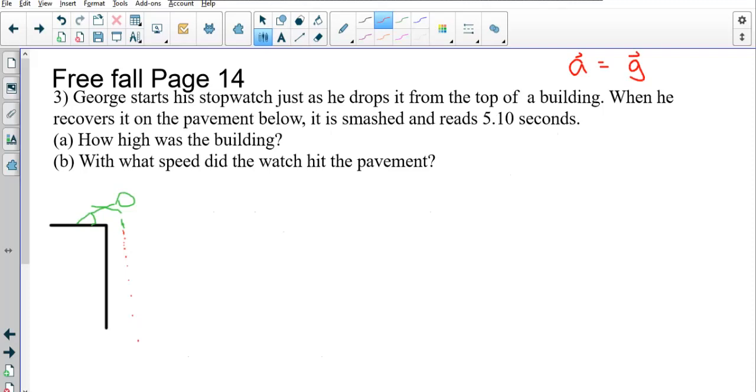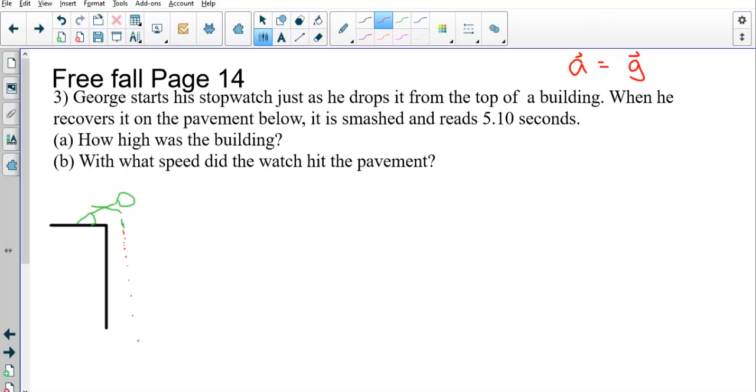So I believe this is question number 3 in your little work booklet on page 14. It says George starts his stopwatch just as he dropped it from the top of a building. When he recovers it on the pavement below, it is smashed and reads 5.1 seconds. Obviously not a smartwatch, because a smartwatch screen probably wouldn't display anything at this point. So we're going old school. How high is the building, and what speed did the watch hit the pavement with?